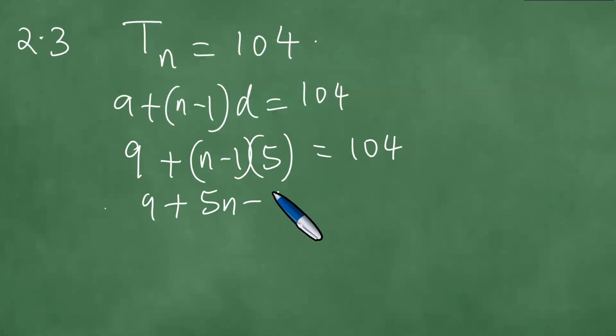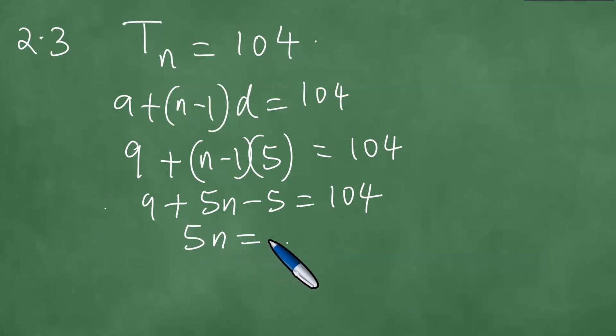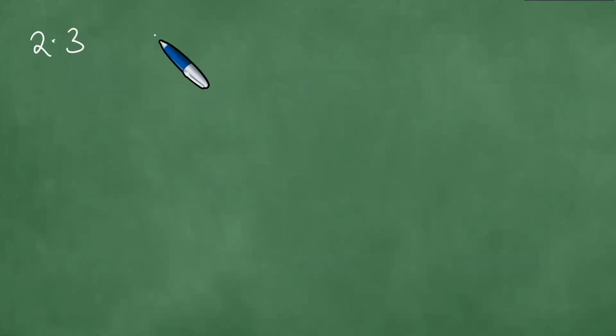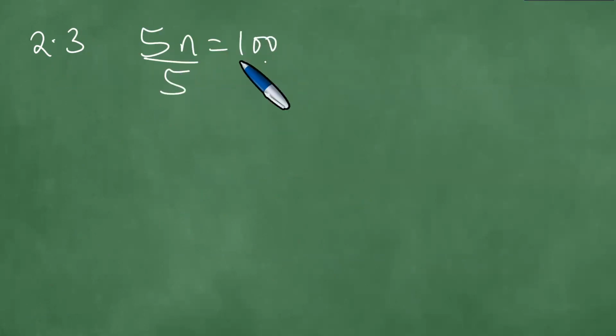9 plus 5n minus 5. So 9 minus 5 is what? It is 4. We have 4. 104 minus 4 is 100. So it means therefore, at this point in 2.3, we have 5n equals 100. You divide the left by 5 and the right by 5, getting n equals 20. N equals what? 20.